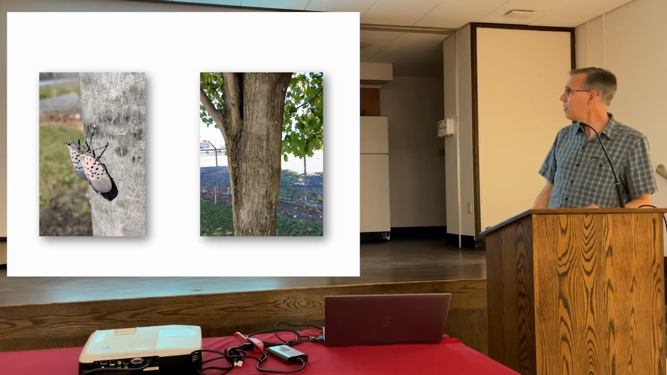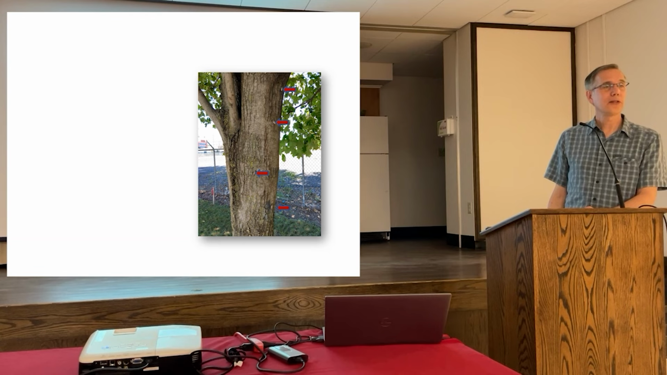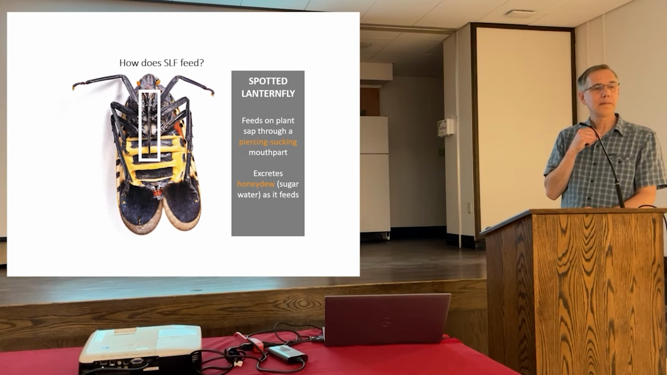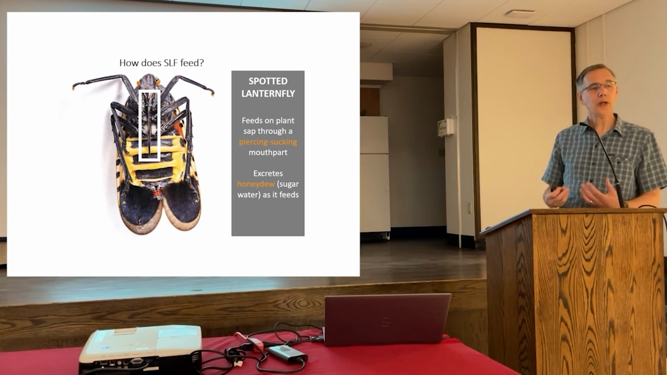I was in Harrisburg area, and I took this picture. But if you look closely, they're there. So they can be surprisingly camouflaged. This is how they feed. They use this structure to go right through the bark, tap into that pipe work, the xylem and phloem, getting the sap out. And they excrete out of this end here honeydew, which is their waste product, but it has sugars in it, and so mold can grow on that.